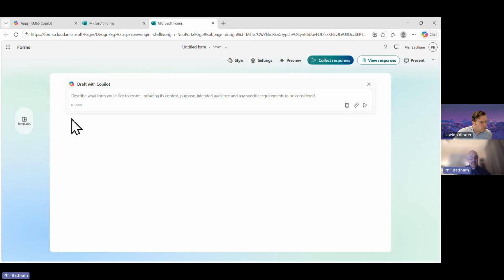So as you can see, normally if we're starting a form, we would select our question type and start to put that into place. But now we can actually start to draft our form in Copilot. So we can get Copilot to do most of the heavy lifting for us.